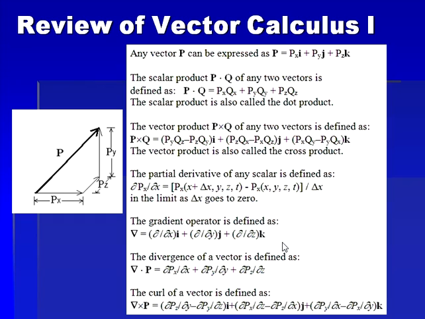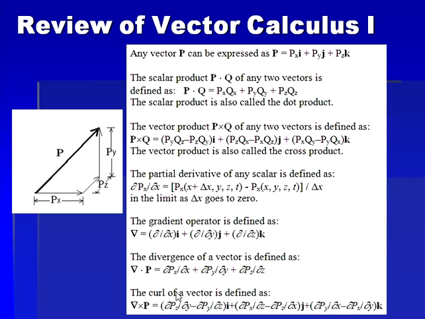And the divergence of any vector is defined as taking the dot product of this gradient operator with that vector. As you can see from the definition of both the gradient operator and the dot product, the result is given here. It is partial of p sub x with respect to x, plus partial of p sub y with respect to y, plus a partial of p sub z with respect to z.